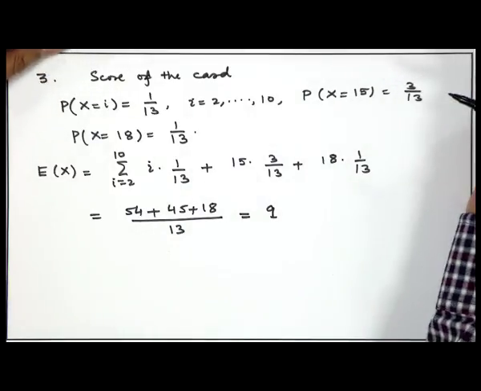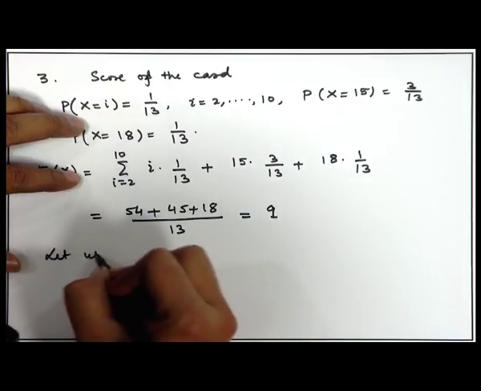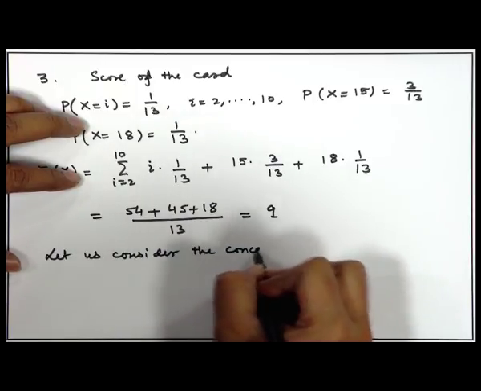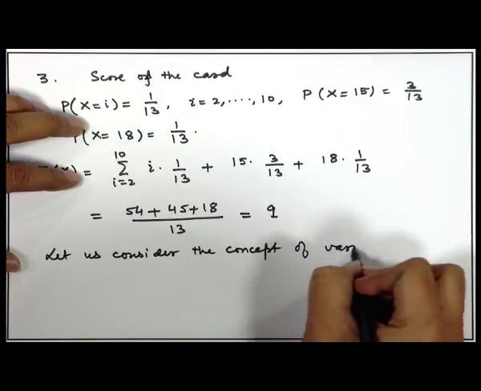Now, let me also introduce another quantity, that is called the variance. So, I have explained that expectation is something like average value or the mean value, but we may also like to see whether the values are distributed more, that means they have lot of variation or they have less variation. Let us consider the concept of variability.